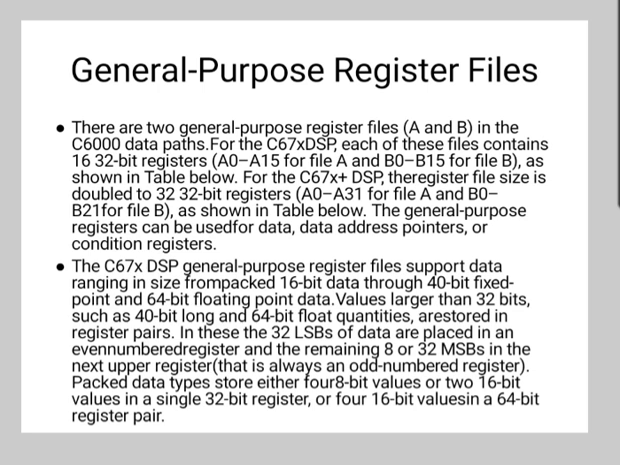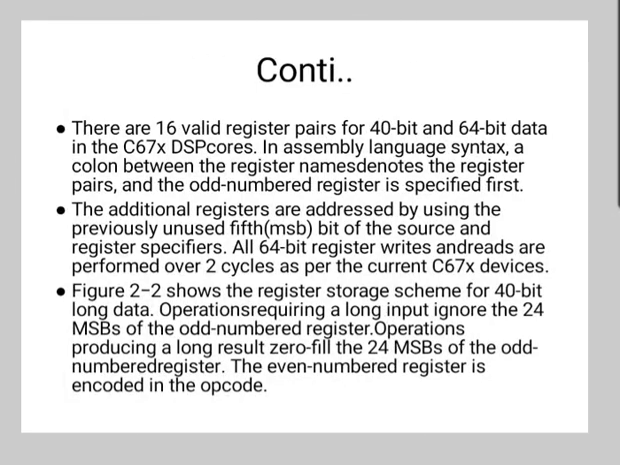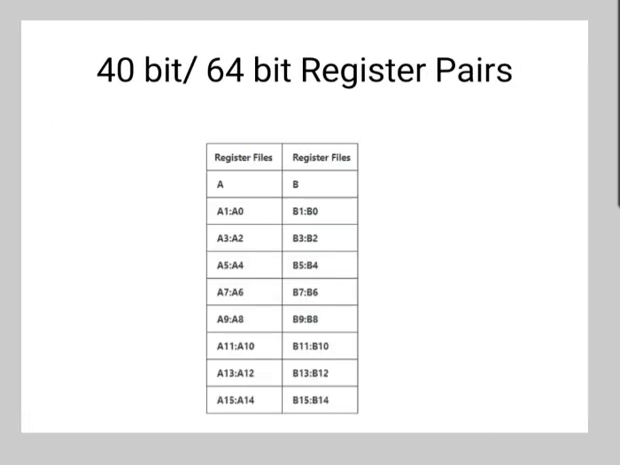The additional registers are addressed by using the previously unused fifth bit of the source and destination register specifiers. All 64-bit register writes and reads are performed over 2 cycles, as per the current C67X devices. Here is the diagram which shows the register storage scheme for 40-bit long data.